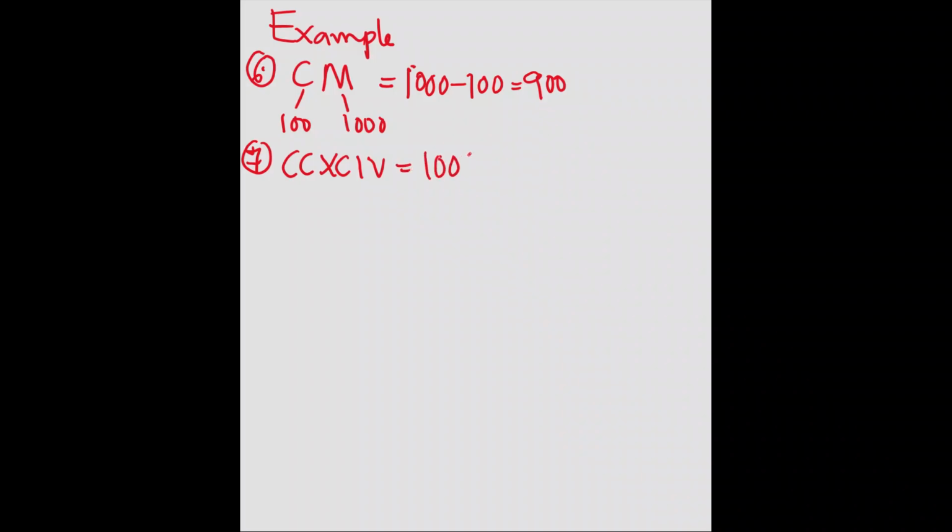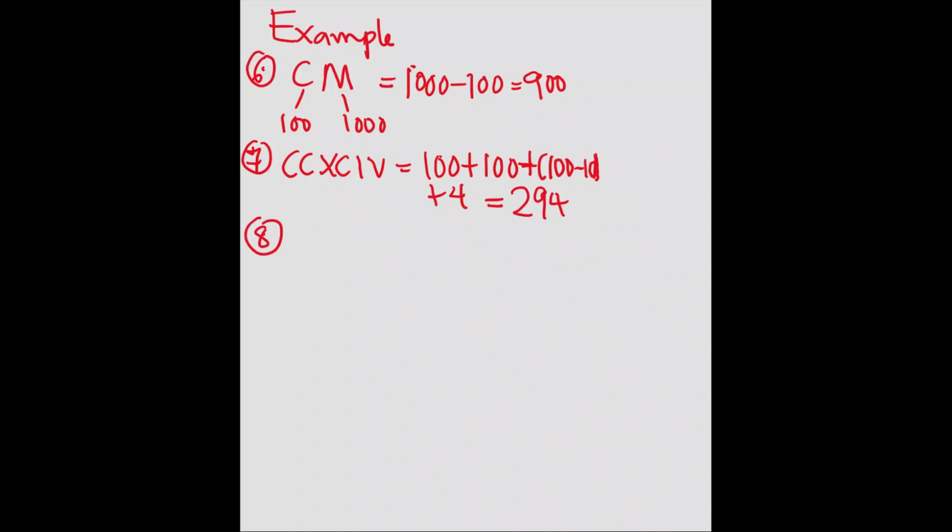CCXCIV. That will be 100 plus 100 plus 100 minus 10 plus 4. Okay, 100 minus 10 is 90. 100 plus 100 is 200. 200 plus 90 is 290 plus 4, that's 294.